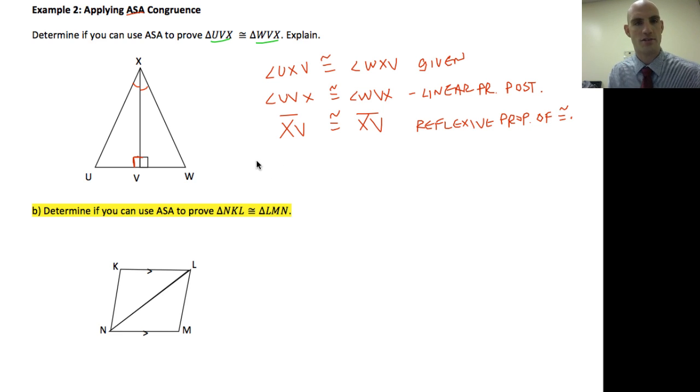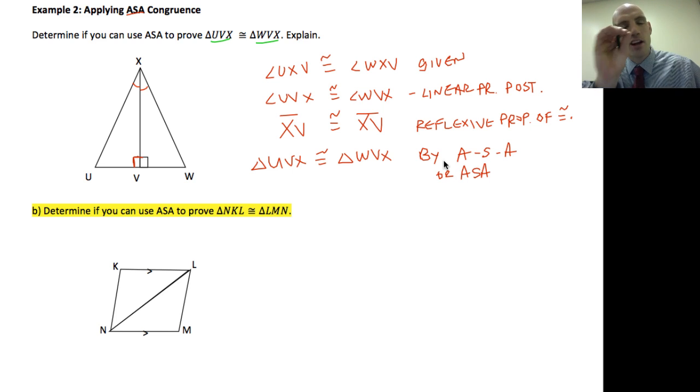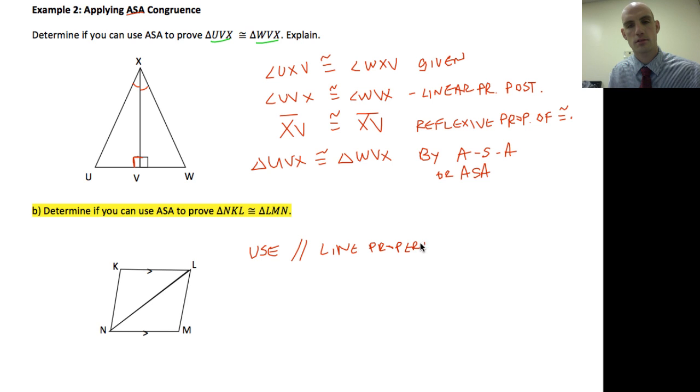And so I can say that triangle UVX is congruent to triangle WVX by angle side angle, or ASA without the dashes. You see how that works? So this included side and the two angles are what I need. See if you can try this one down here. So I'm going to say use line properties.